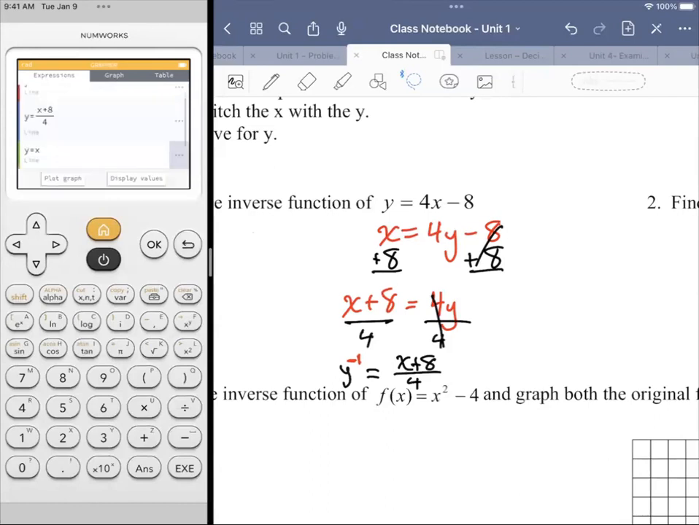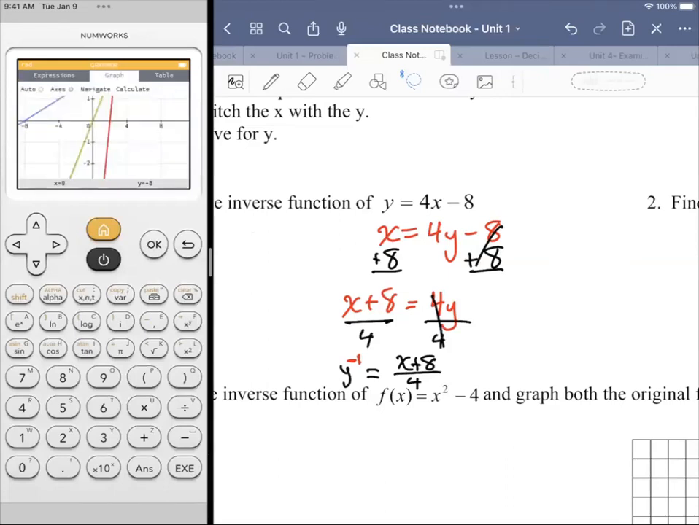All right, so, oh, you know what? I didn't even have to do that. I didn't realize that you could see the color coding on the side. So red and blue, red is the original, blue is the inverse, green is the line that it's a reflection over. All right, so I can plot graph. I can do it this way. I can go up to graph at the top. Again, the window is always going to be a challenge. So auto.